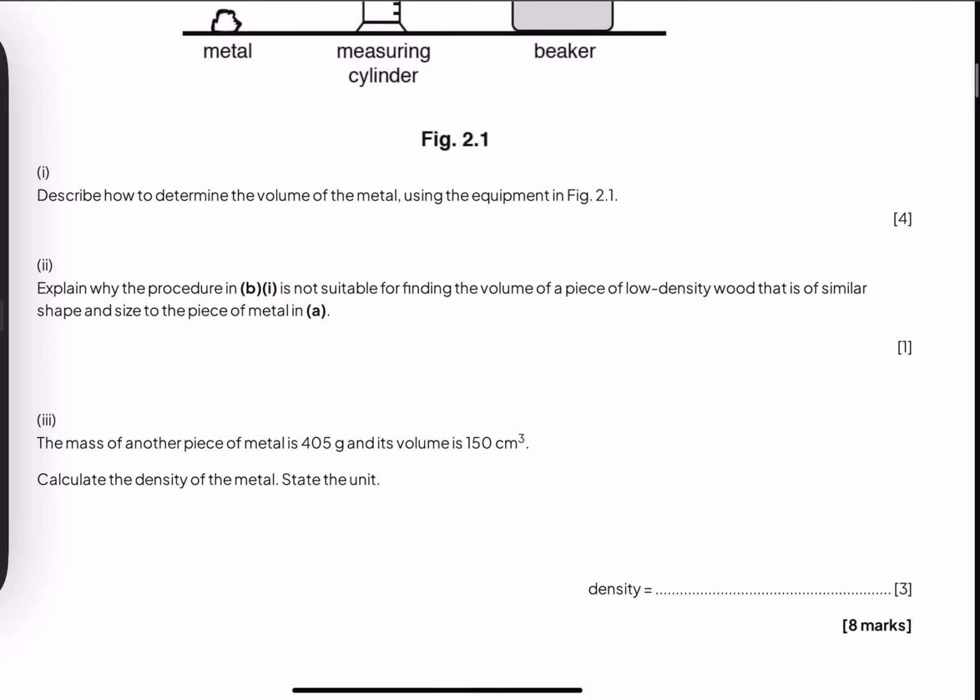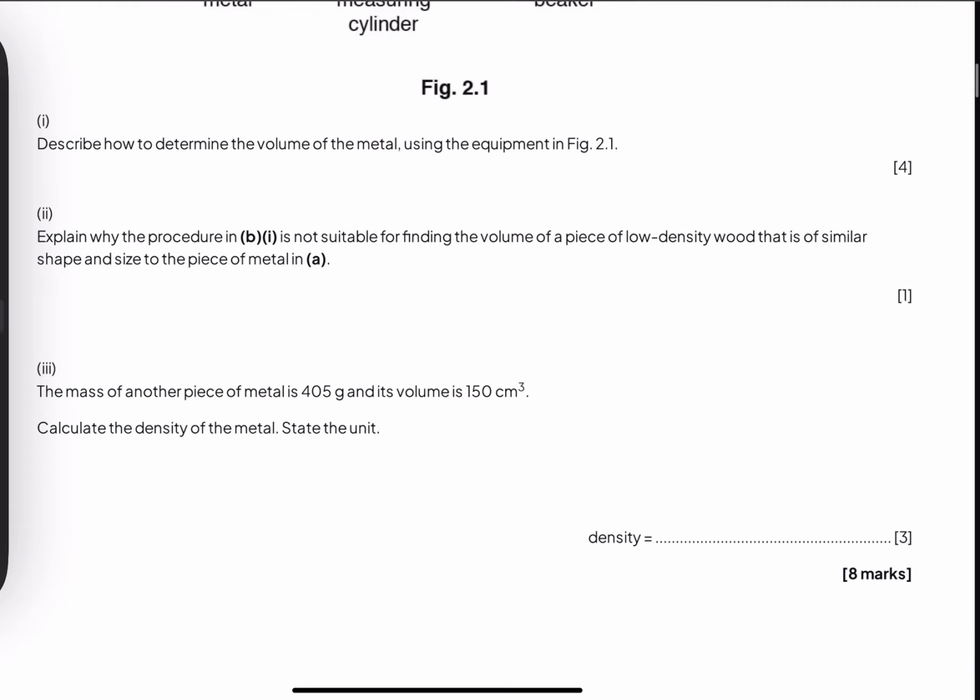In the second question, explain why the procedure in B1 is not suitable for finding the volume of a piece of low density wood. Okay, low density wood objects will not sink, so it does not sink. That is the reason it is not suitable for it.